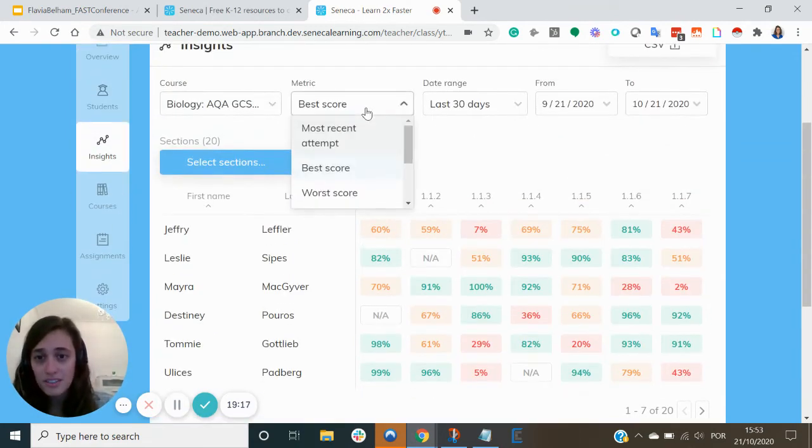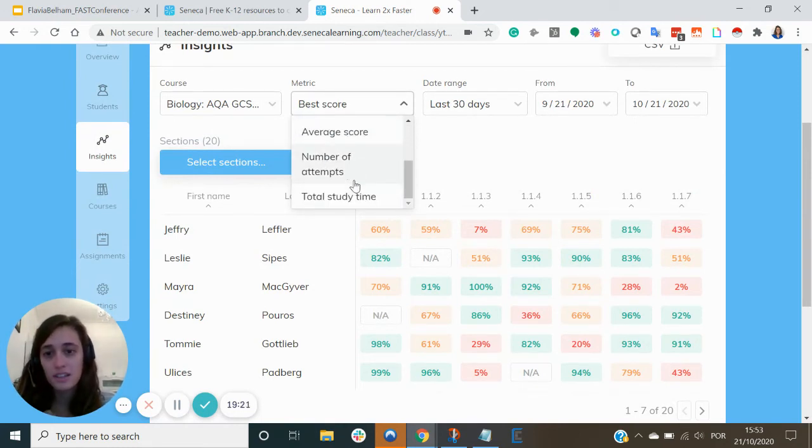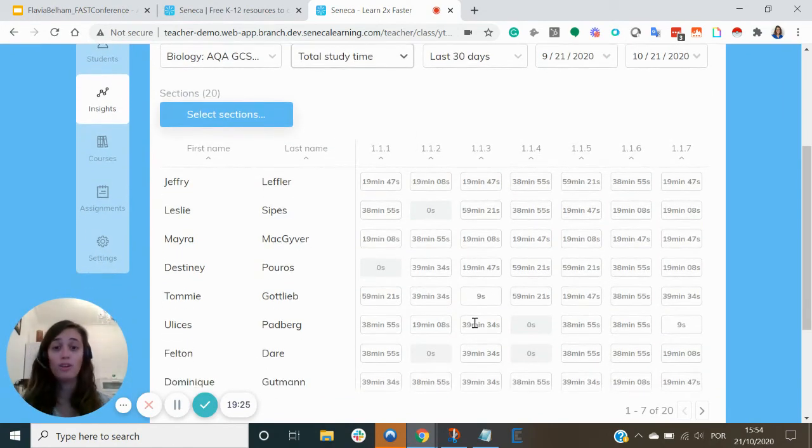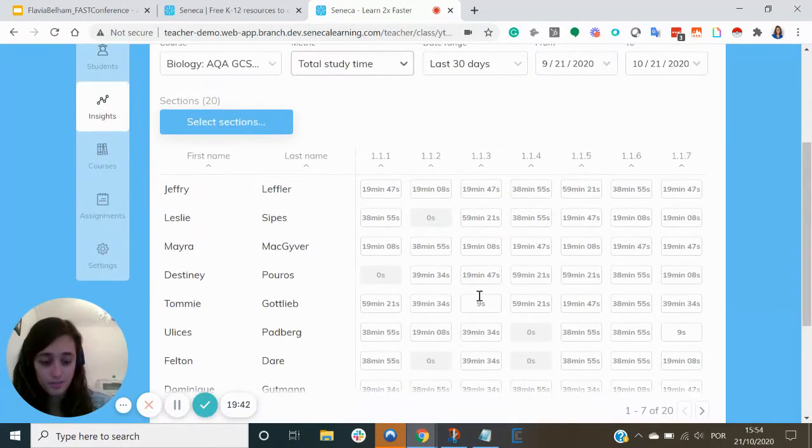You can select best score, worst score, more recent attempts, number of attempts, total study time on the platform. So it gives you all of this really, really useful information without you having to mark all of that one for one. You don't even have to create the assignments actually when you're using this. You just select, and then in real time, students answer and you get to see their grades almost in real time. So it's really, really useful. And again, you can send those assignments via Google Classroom or other platforms that you're already using.